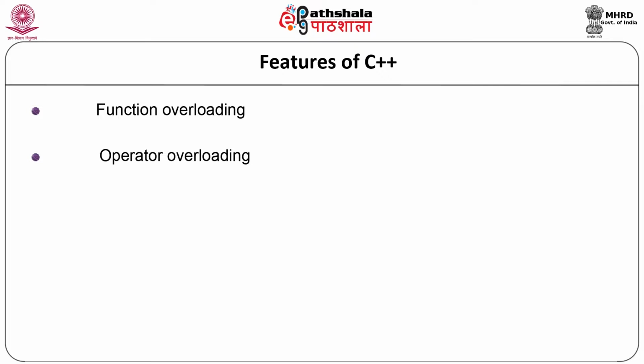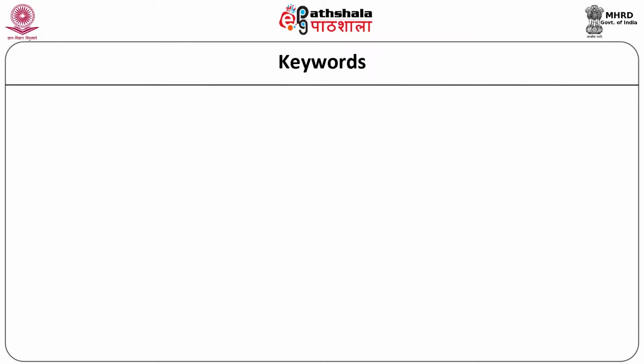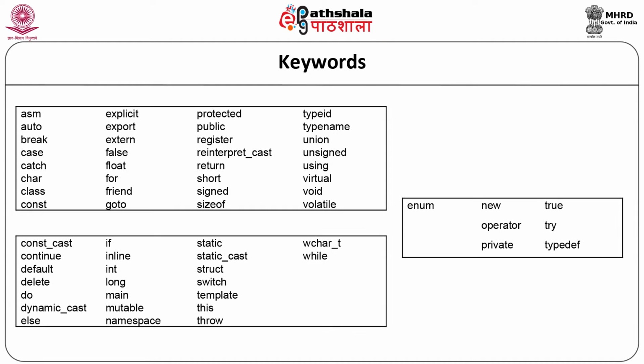The C++ language provides templates and several keywords which are not found in the C language. It also includes features such as try, catch, throw exception handling, stricter type checking and more versatile access to data and functions compared to the C language. Exception handling is done in C++ and strict type checking is also done. Keywords are reserved words whose meaning is already defined for a particular language. The keywords cannot be used as variable names. The keywords that are available in the C++ language can be represented as shown in the table.